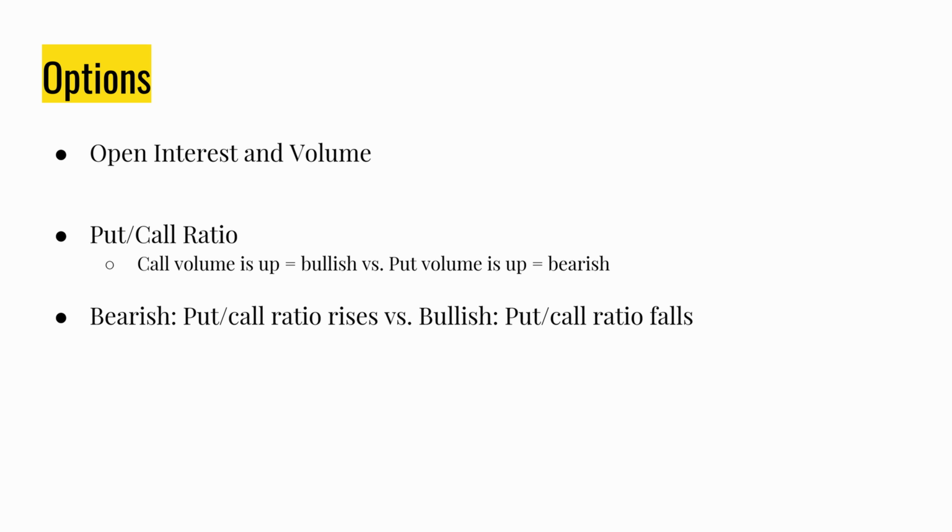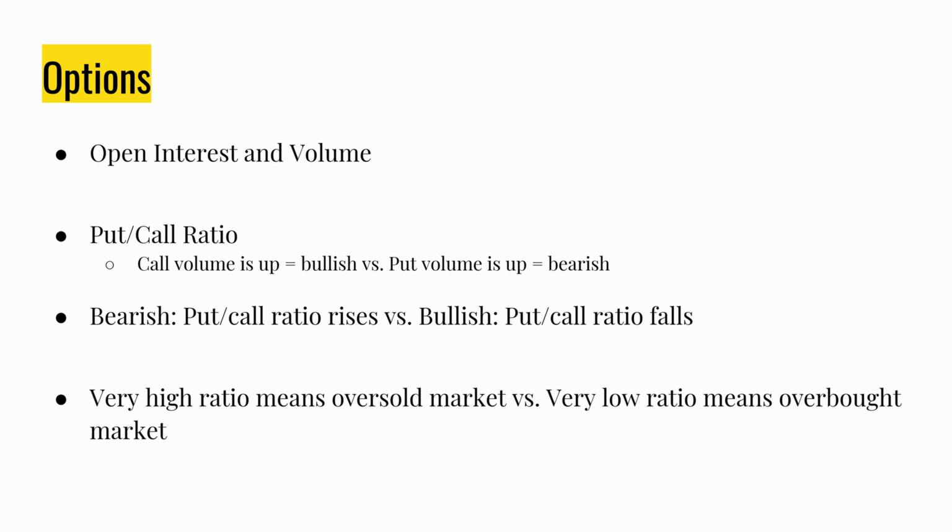If the market is feeling bearish, the put to call ratio rises as the put volume, the numerator, is greater than the call volume. On the other hand, if the market is feeling bullish, the put to call ratio falls as the call volume, the denominator, is greater than the put volume. Finally, if the put to call ratio is very high, then it means that the market is oversold, while a very low ratio would mean that the market is overbought.